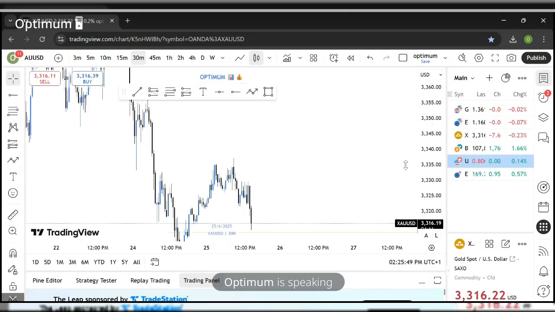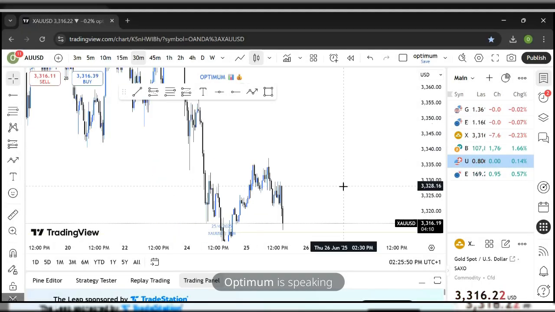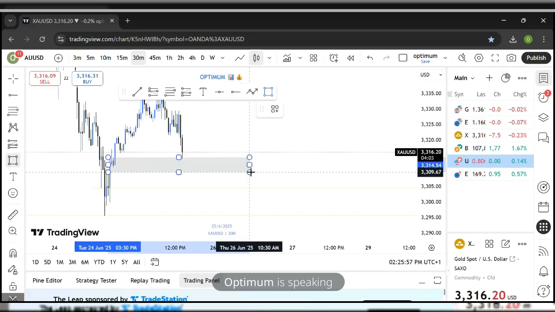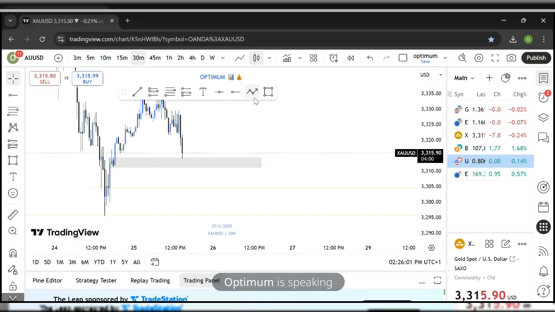Or we can even go as low as 15 minutes to see it better. Now, if we're down to 30 minutes, we can see that, okay, this place is a support. It's a valid support level, and you can see the market has tapped into it already. And then there is a liquidity right here for it.